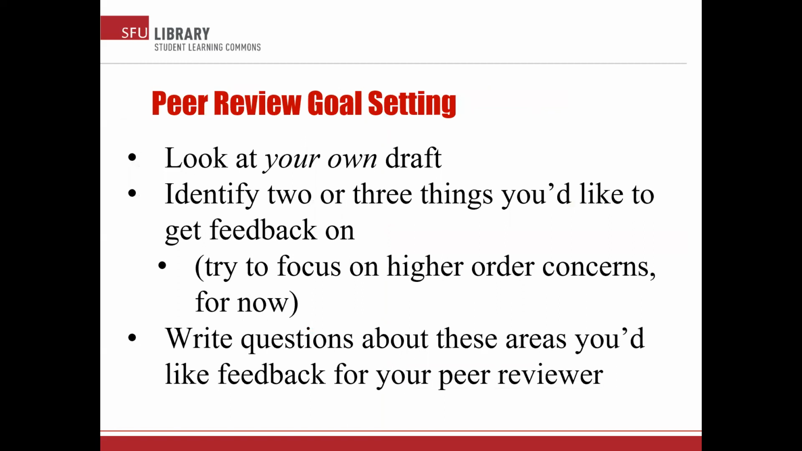Before submitting a draft for peer review, you may want to set goals that you wish to accomplish through the peer review process. To do so, you will want to start by looking at your own draft and coming up with a few different things you would like feedback on. Ideally, these will be higher order concerns. Then, you can write questions about these areas for your peer reviewer to ensure that you receive feedback on the areas that you are concerned with. This is a great way to direct the attention of the reviewer to specific areas that you are concerned or struggling with so that you can receive feedback on such matters.